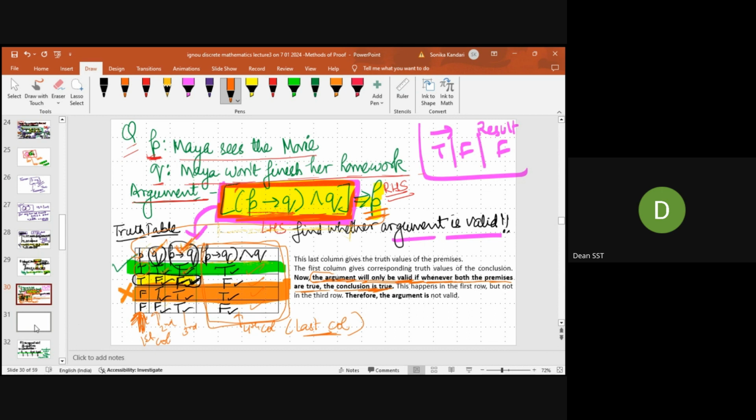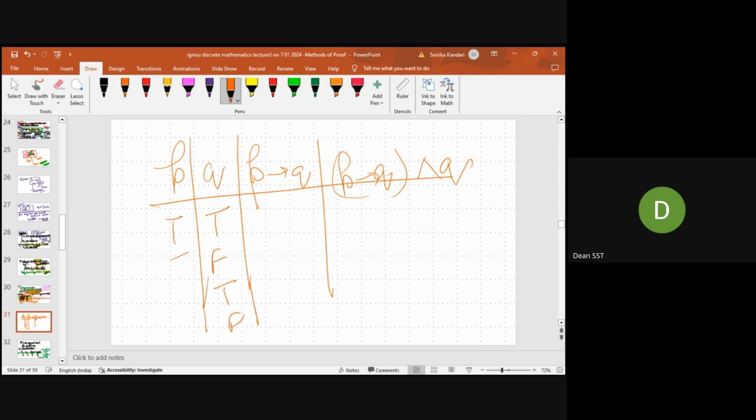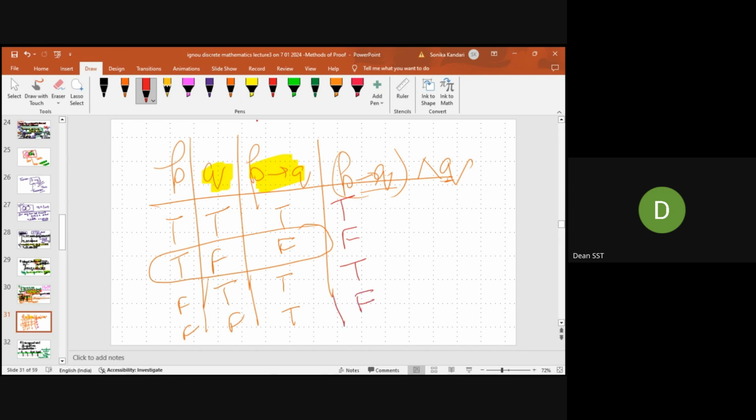P, Q, P implies Q, and next is P implies Q and Q. For Q, we are having true, false, true, false. For P, true, true, false, false. P implies Q will be false for the true false combination, so true, false, true, true. Then P implies Q and Q: for true, true, we are having true; for false, false, false. Now, see our statement.